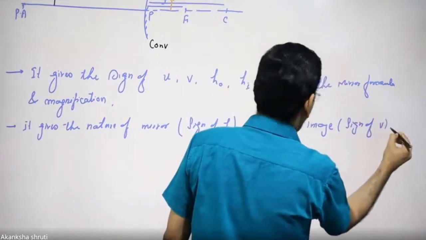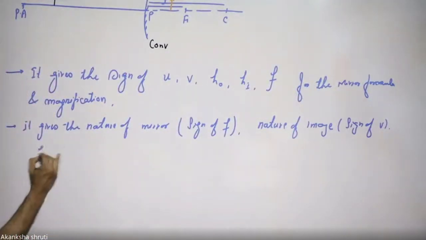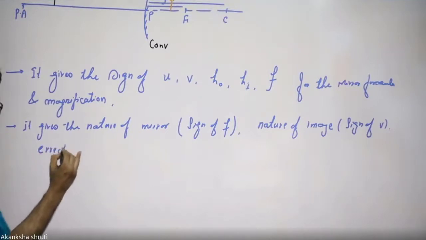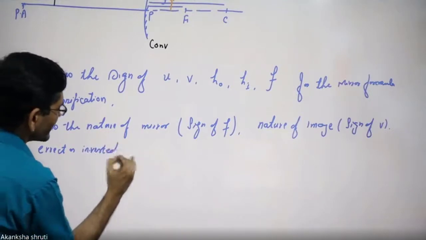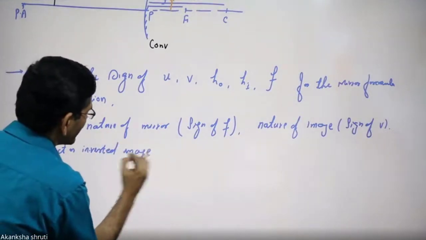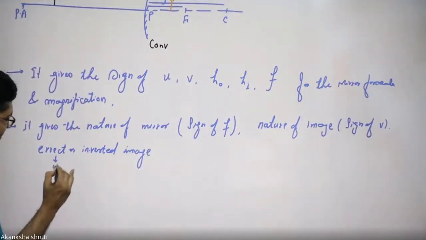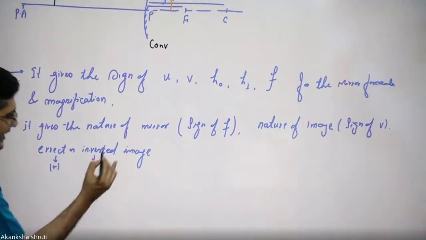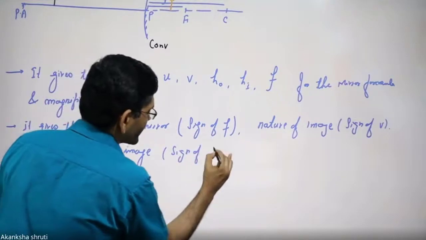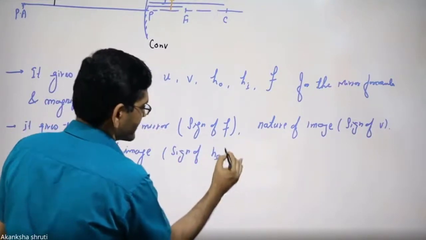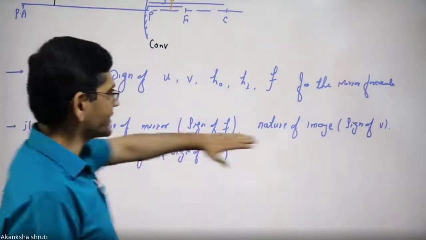Then, whether the image is erect or inverted. Students, for an erect image the sign will be positive, and for an inverted image it will be negative. So it will be given by the sign of hi. So this way, by using sign convention, we can predict all these things.